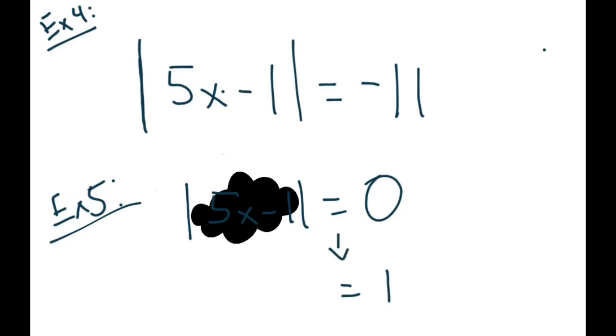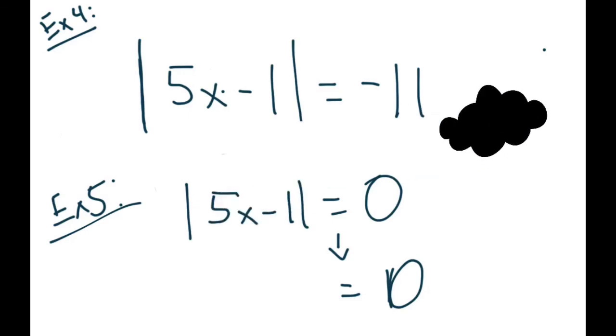So we can have two answers, as we saw at the beginning. The last one, on example 4, we could have no solution because you can't have a negative value be an absolute value. Absolute value can't get a negative. And if it's equal to 0, you're just going to have one solution. Okay, so now I'm going to uncover my blob, and I'm going to write that equal to 0.